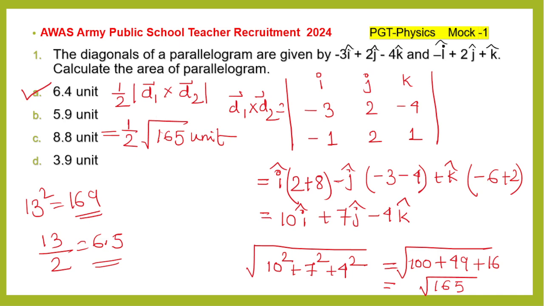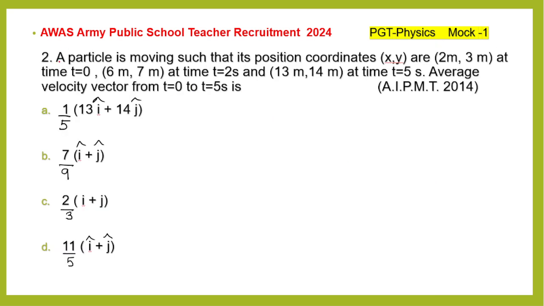Moving to the second one. A particle is moving such that its position coordinates are 2 meter, 3 meter at time t is equal to 0, 6 meter, 7 meter at time t is equal to 2 seconds, and 13 meter, 14 meter at time t is equal to 5 seconds. The average velocity vector from t is equal to 0 to t is equal to 5 seconds is.